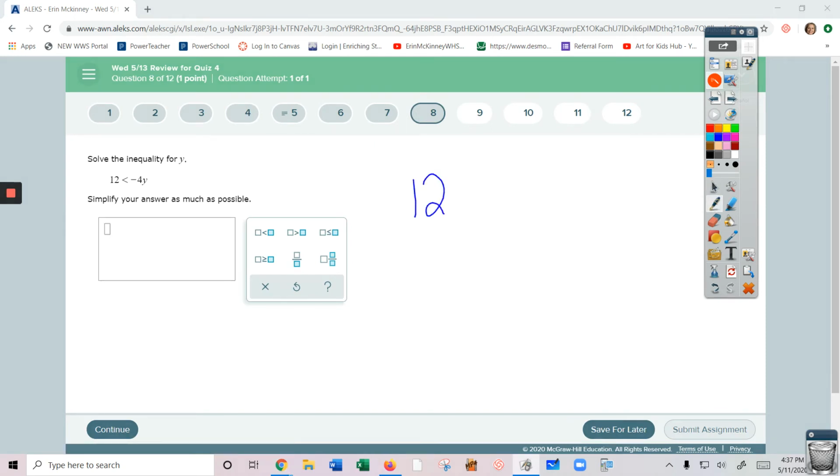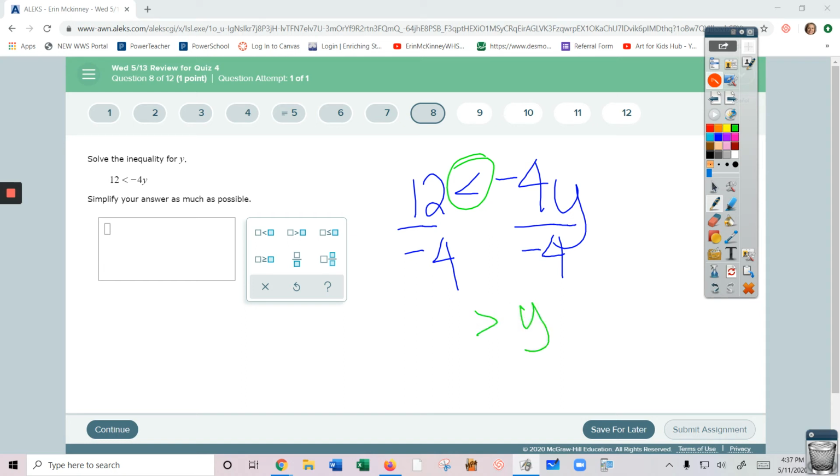Okay, so we have another inequality in number 8, but this one does ask us to use multiplication and division. So remember, our solving rules are the same, so we're still going to undo multiplication with division, but the rule says that if we multiply or divide by a negative, we have to flip the direction that our inequality symbol opens. So since we divided by -4, we're changing the direction of our sign.